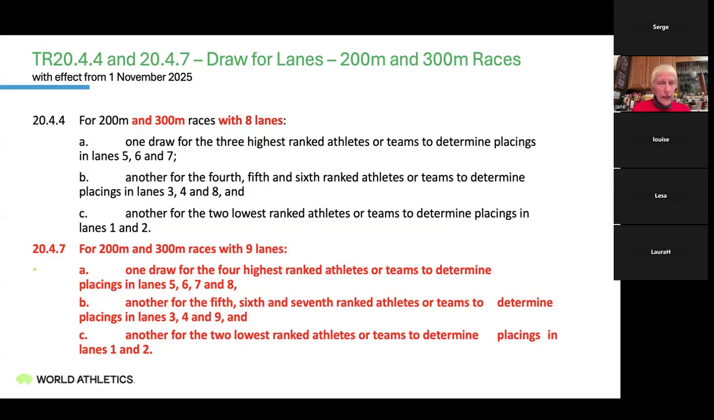2. Now, if we have 9 lanes, we are going to have still only 3 draws, but there are 4 prime lanes. So the first draw is for the 4 highest ranked athletes in lanes 5, 6, 7, and 8. The next draw is for lanes 3, 4, and 9. And as usual, the final draw for the 2 lowest are for lanes 1 and 2.